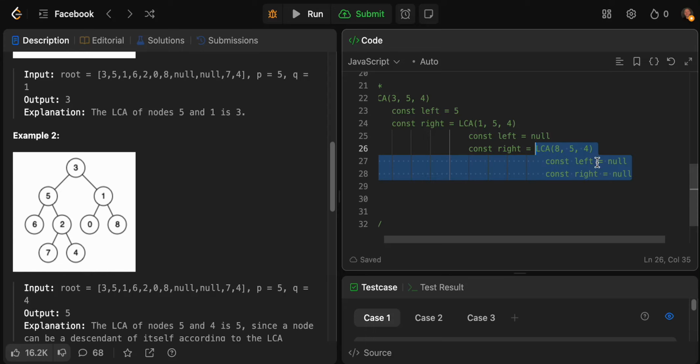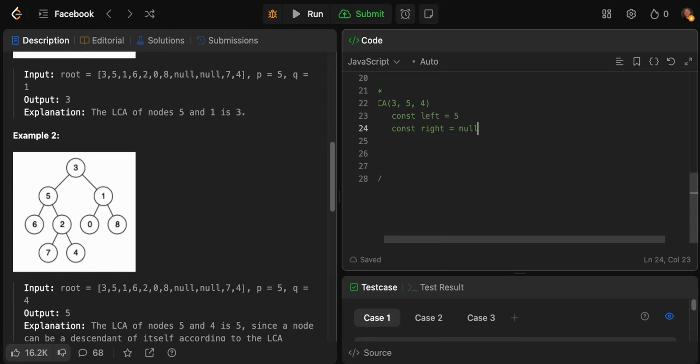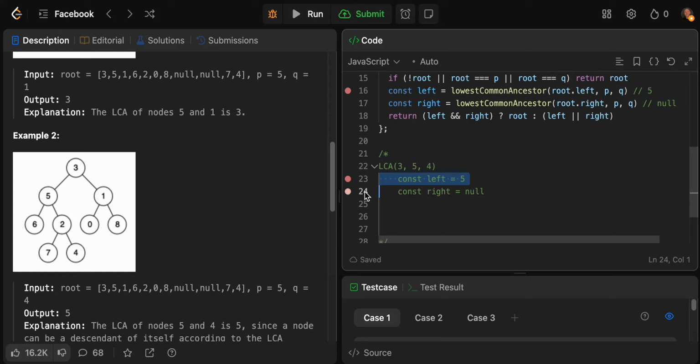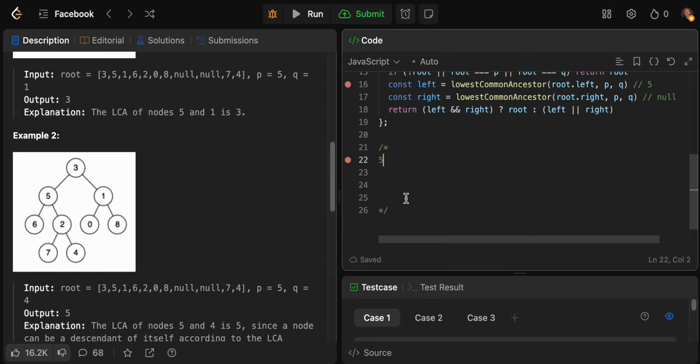So then this right becomes a null, which means now we have two of these null values, which means this now becomes null. And then we have a left that has a value and a right that has a value. And at that point, we are just returning the one with the value, and that would be this 5 here. So then at the end, we are returning this 5. And that is how this works.